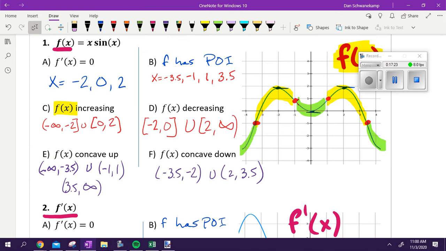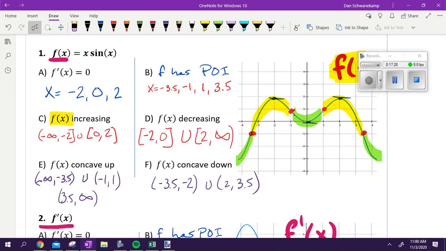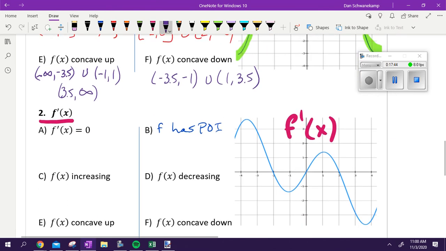Did I not have -1 and 1? Where? I know, but which question? Oh, for letter F? I'm not concave down between -1 and 1. I'm up like a cup. Oh yeah, I wrote 2. Thank you. Sorry. I wrote the wrong number. That is -1 to 1. I don't know where I got 2 from. My bad. Thank you. All right.